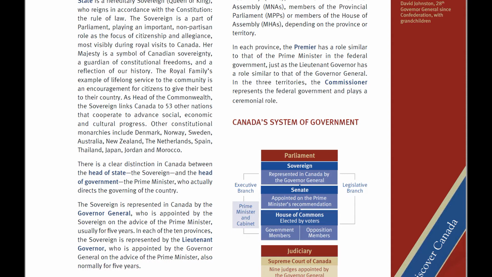There is a clear distinction in Canada between the head of state, the sovereign, and the head of government, the Prime Minister, who actually directs the governing of the country.